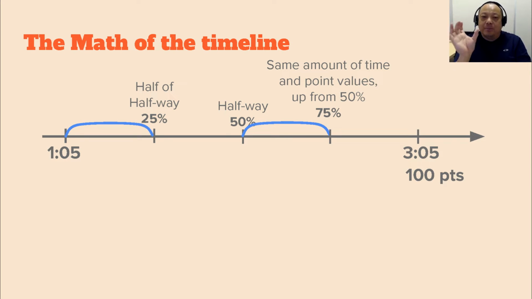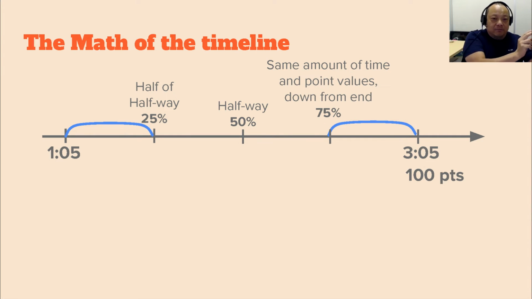If I take that same amount of time and point values and add up from 50%, I'll get the 75% mark. Or I can take the same amount of time and point value going down from the end, I'll also get the 75% mark. Depending on the situation, sometimes you will find that it's easier to add up from 50%, other times it's easier to go down from the end. All right, so that's the timeline of the math. Let's get back to our example.